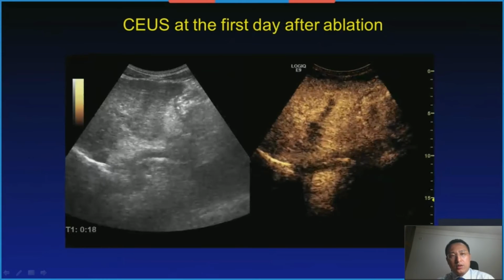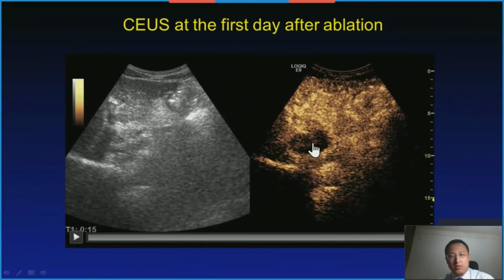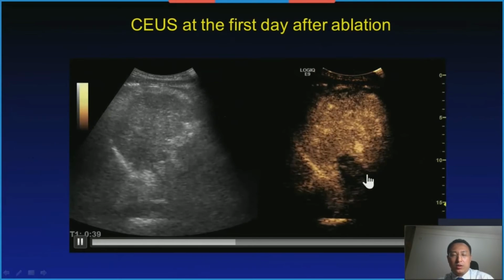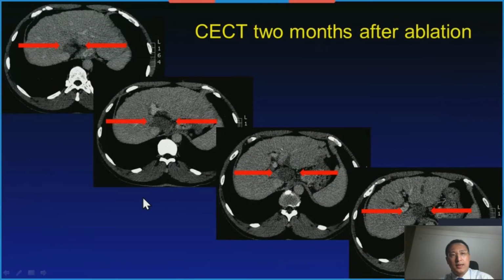And the patient took the contrast-enhanced ultrasound at the first day after ablation. We can see the whole caudate lobe no enhancement, and from right side, the caudate lobe no enhancement. 2 months later, the patient took the contrast-enhanced CT. We can see from top to the bottom, the whole caudate lobe no enhancement.